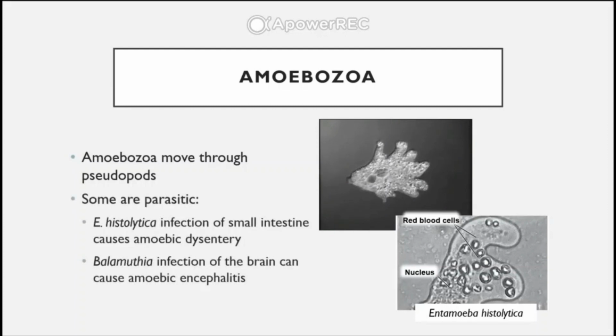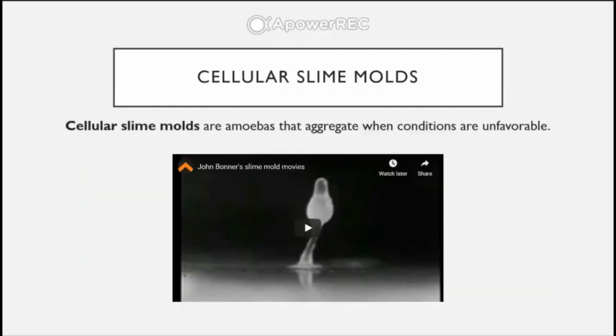Some amoebas are parasitic, like E. histolytica, which can cause an infection of the small intestine and causes amoebic dysentery. Another one is Balamuthia infection of the brain, which can cause amoebic encephalitis. Some amoeba are what we call cellular slime molds. Cellular slime molds are amoebas that can aggregate together when conditions are unfavorable.